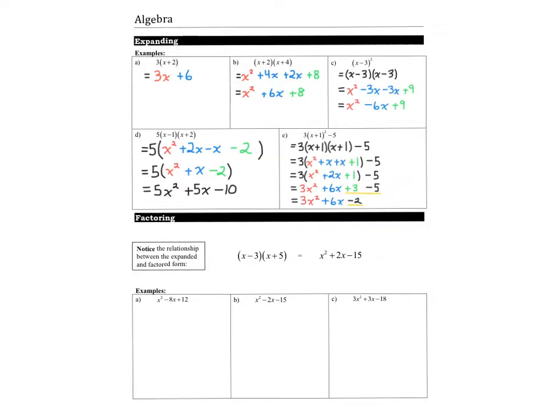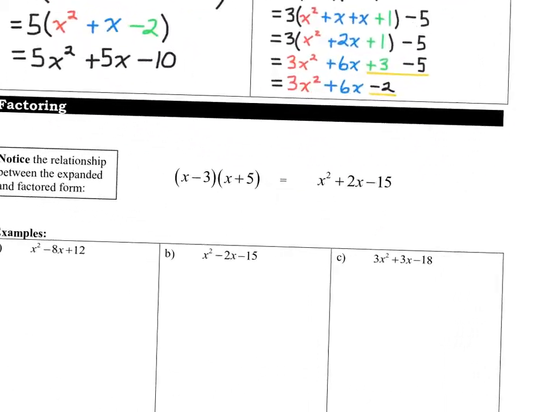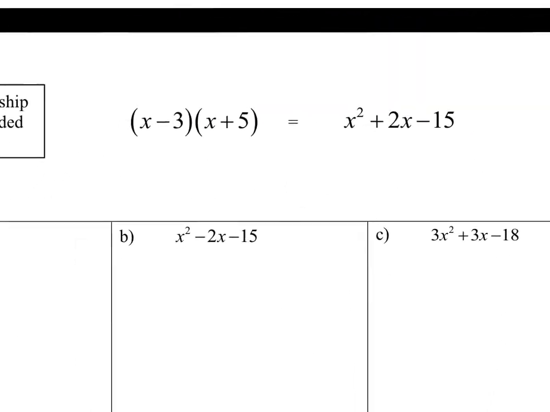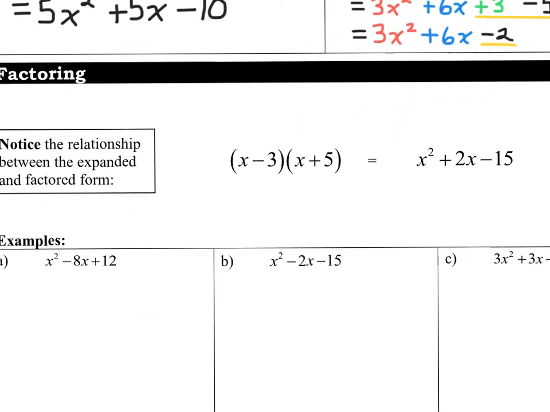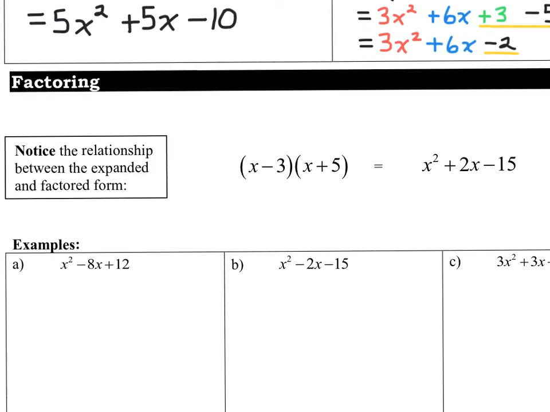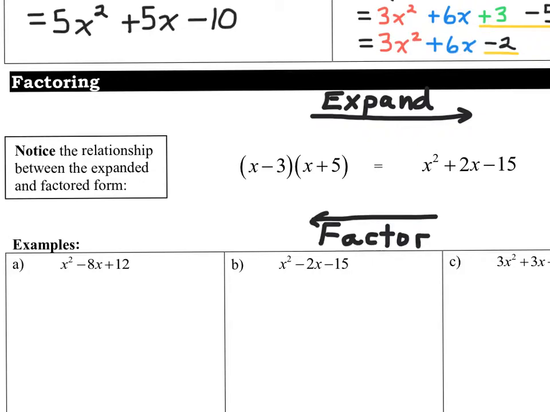You've done a lot of examples of expanding. Now we're going to look at factoring. So factoring is simply the opposite of expanding. If we expand the brackets, we end up with the standard form. And if we factor the standard form, we end up with the factored form. So the question is, how do we factor an expression?